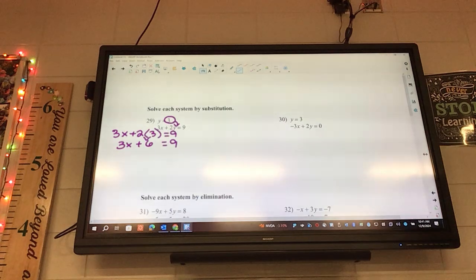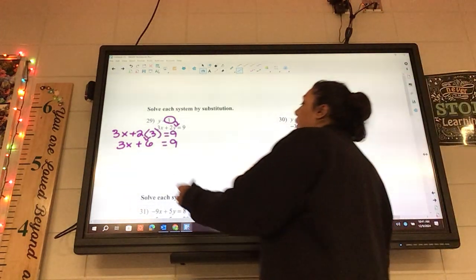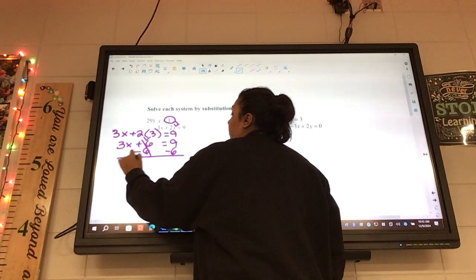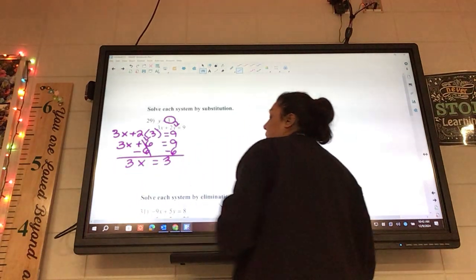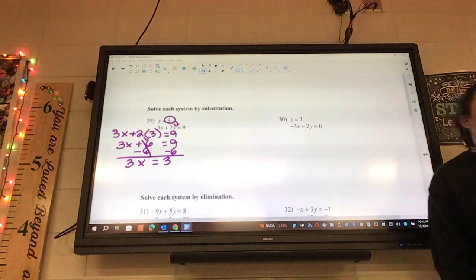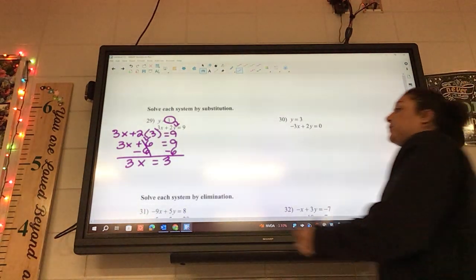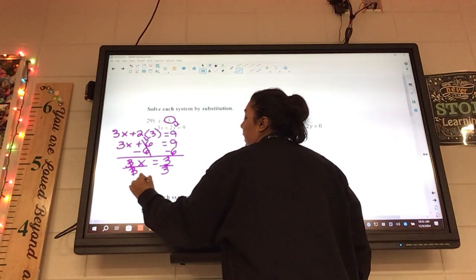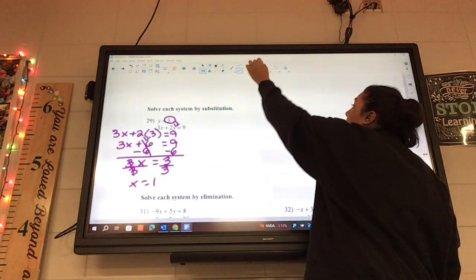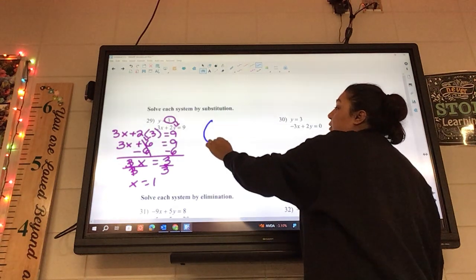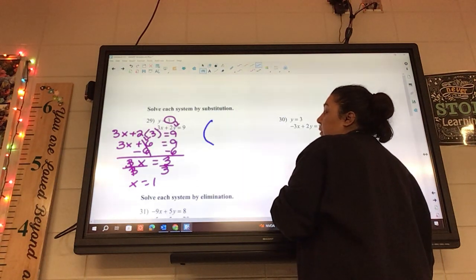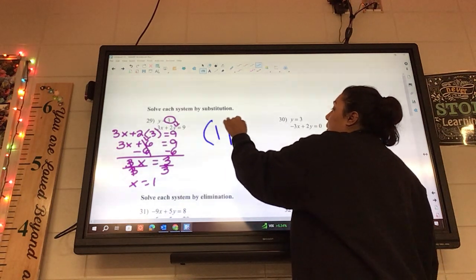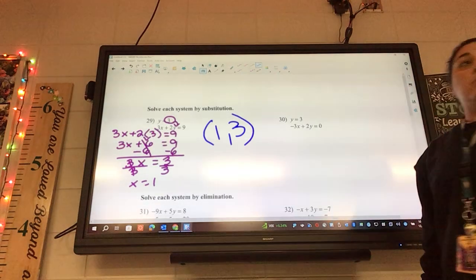And then what? Minus 6 for both sides. So we get 3x equals 3. And divide by 3. So we get x equals 1. Okay, and then you have to write your coordinates. So it goes x, y. So which one's gonna come first? X. So it's gonna be what? 1, 3 is our actual answer.